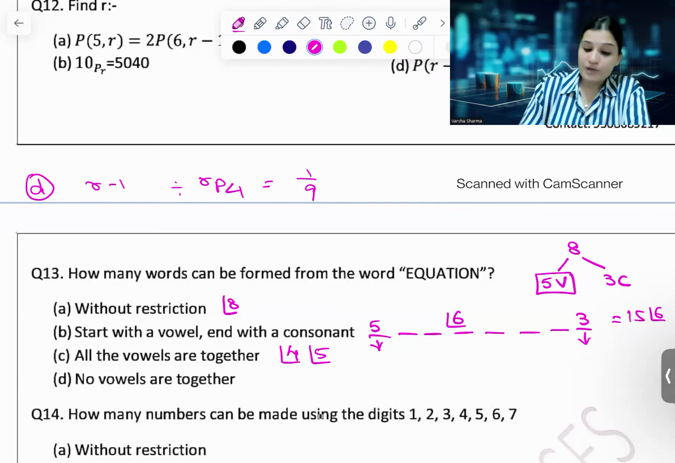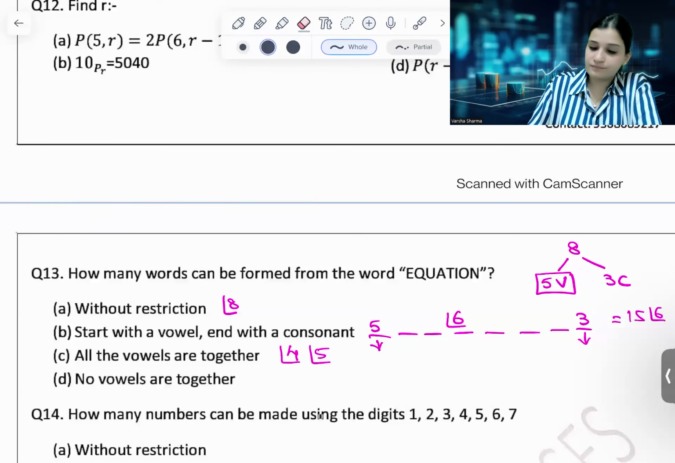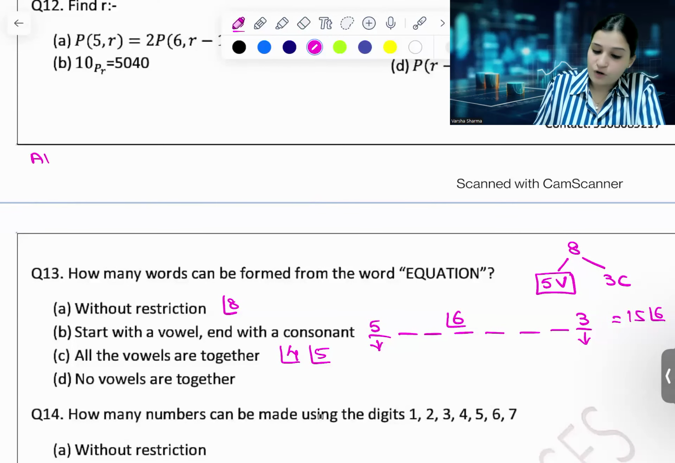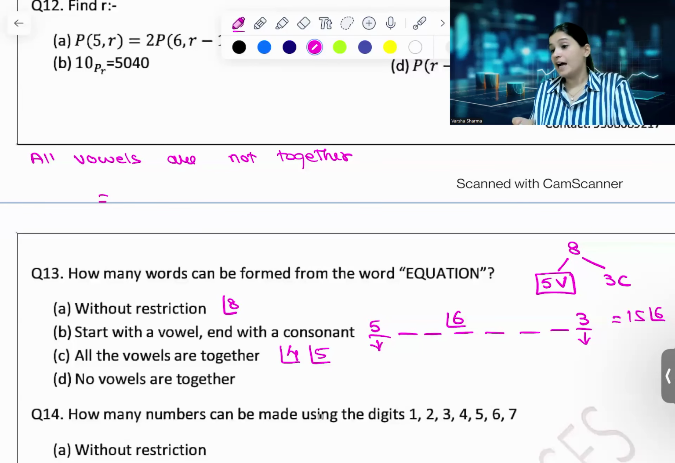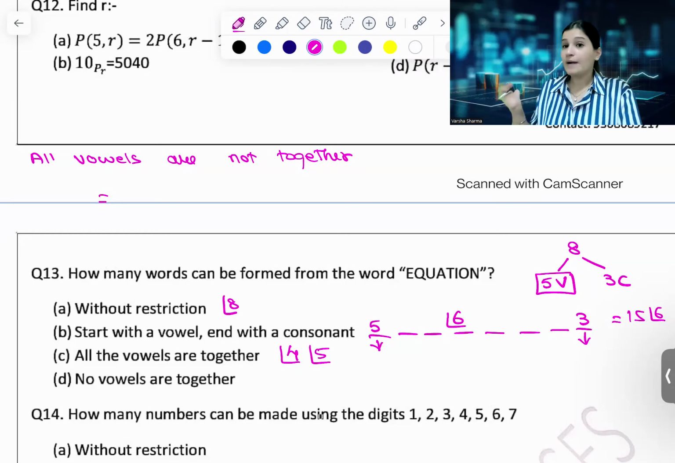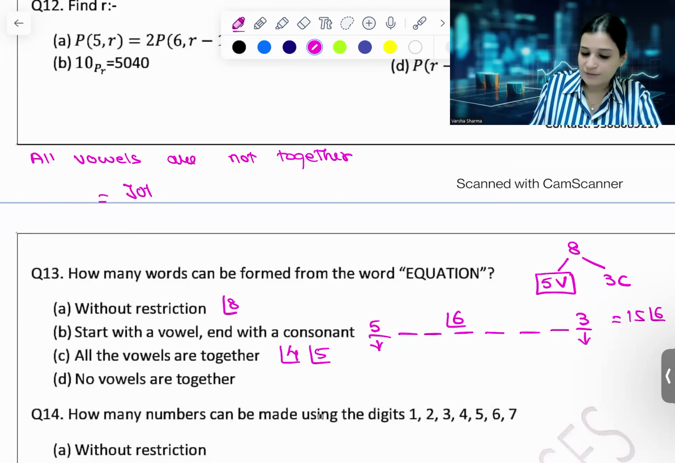Okay. See, if the question would have been "all vowels are not together," in that case, I don't want all five to be together. I'm okay with four, I'm okay with three, I'm okay with two, I'm okay with all different. I'm not okay with only one case, which is when they all are together. In that case, I would have done total minus together, total minus vowels together.